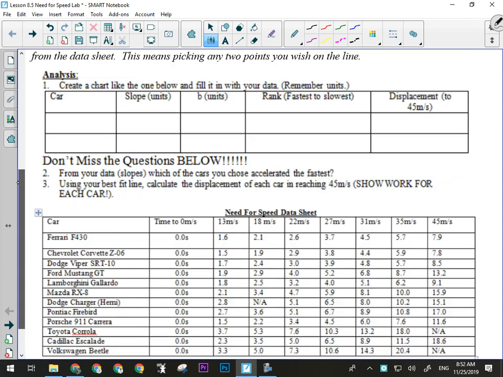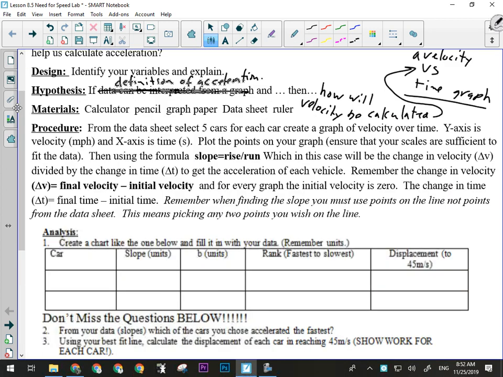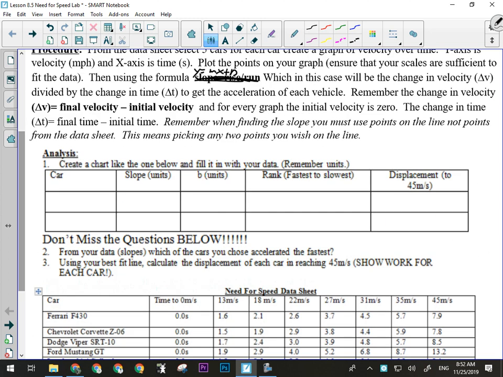All right, so you're going to build those velocity versus time graphs, and then, not using slope is rise over run, actually, I think I changed that in yours, using the formula y equals m times x plus b, you're going to calculate the change in velocity for each car. So you're basically filling in this chart for each car. Everybody follow me there? All right, so you'll have the car's name, you'll have the slope. Make sure you put units in here.